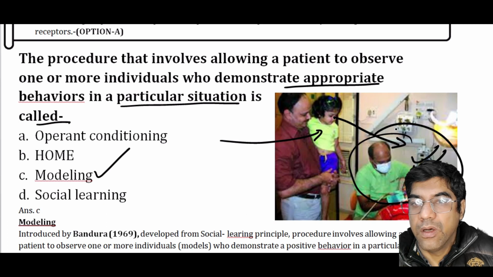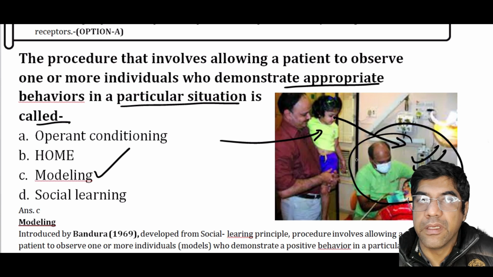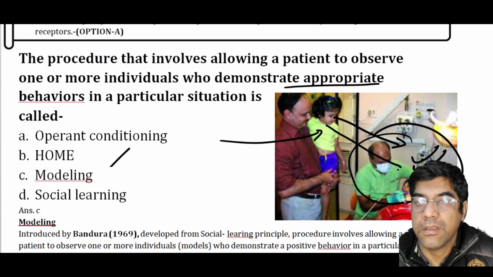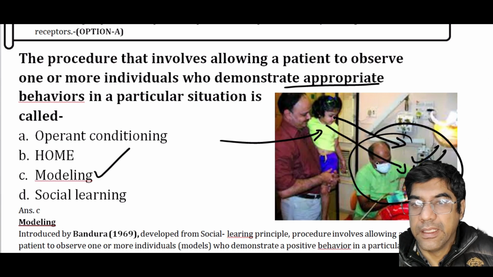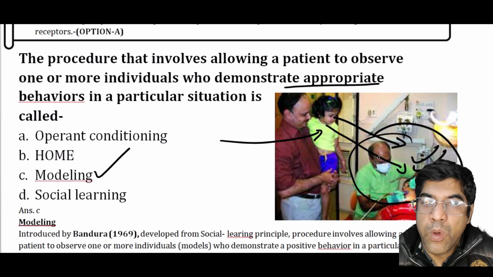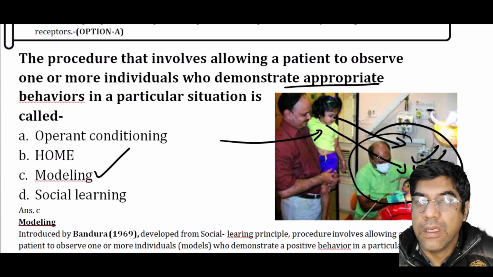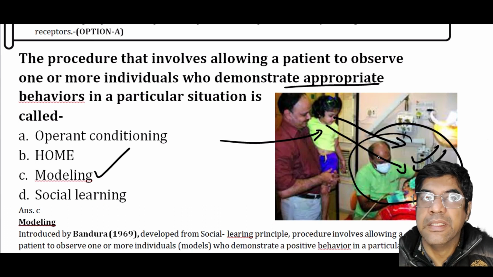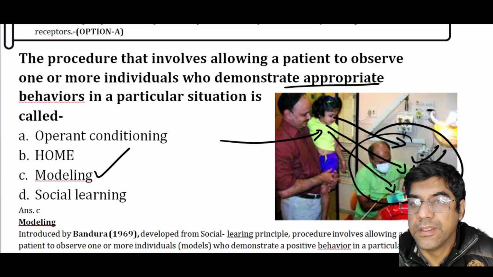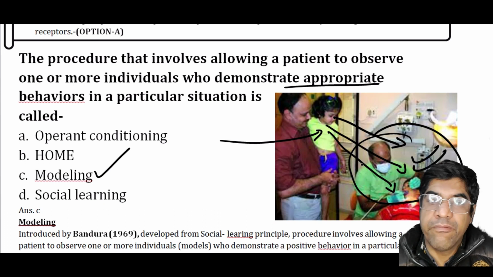So the patient observes the individual exhibiting positive behavior. The patient is then more likely to imitate or replicate this behavior when placed in a similar situation. So what are the forms of modeling?